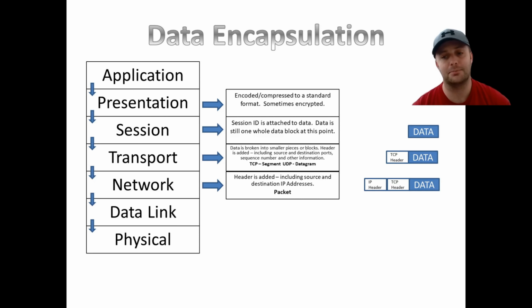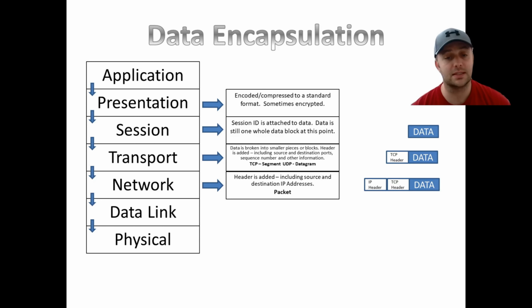We basically encapsulate what we had before inside of this. We tag another header on the front of it. We're just going to keep adding to this data with headers and eventually a trailer as well. But you'll see it's the same theme as we go along here. So at the network level, another header is added, and this includes the source and destination IP address, and this is where we refer to it as a packet.